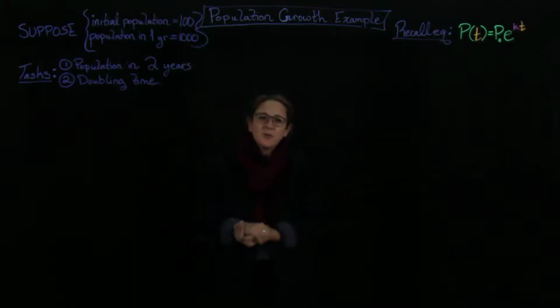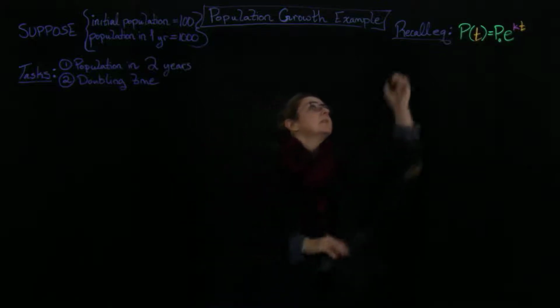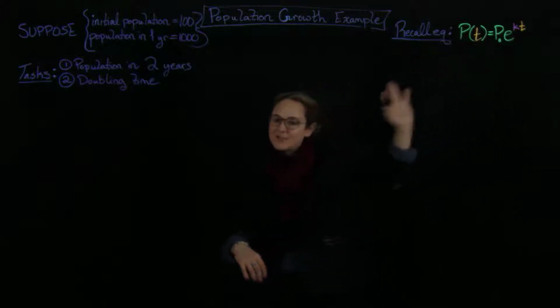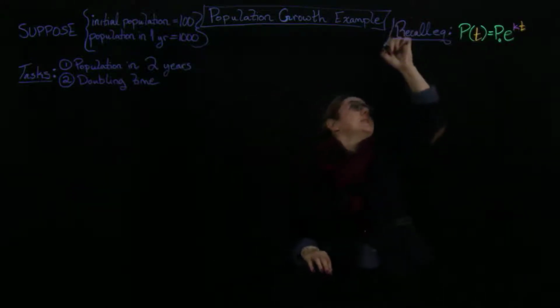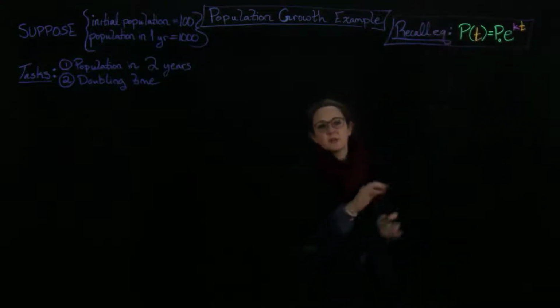Welcome. I'm going to go through a population growth example. I already kind of set things up a little bit here. The first thing is that this is the equation for population growth, and I put it there so that when we need it, we know where to look for it. So that's up in the corner there.